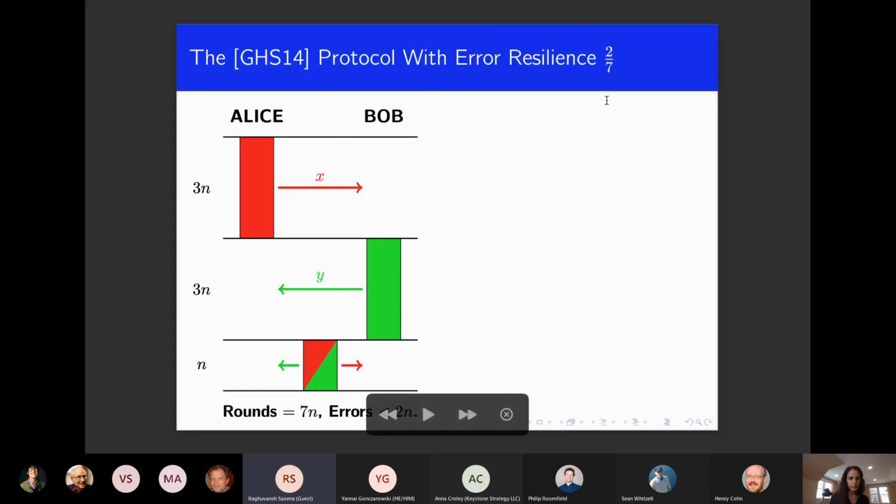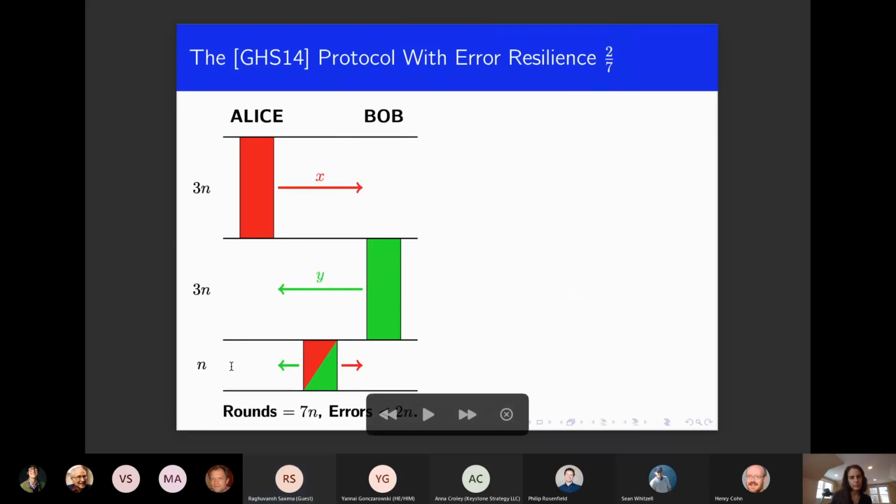So you want error resilience 2/7. This is higher than 1/4 because 2/7 is higher than 2/8, and 2/8 is 1/4. So we will have a protocol that has 7n rounds. And because we are shooting for an error resilience of 2/7, that means that the number of errors is less than 2/7 of 7n, which is 2n. These rounds will be divided into 3 stages of length 3n, 3n, and n.